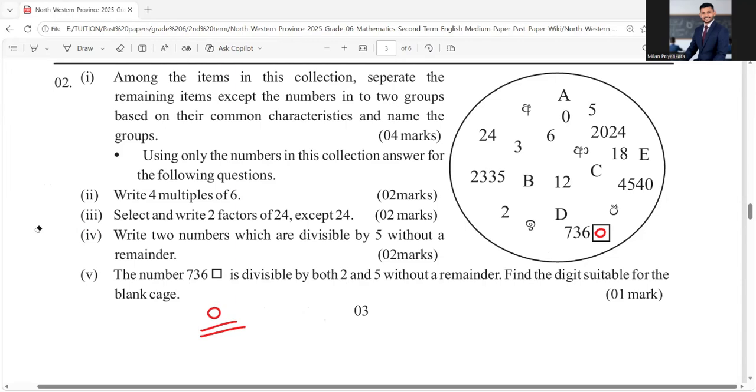Right. If you write any number which is 2, 4 or something, then it is divisible by 2, but it is not divisible by 5. Let's say you have 2, then it is divisible by 2, but not divisible by 5. Therefore, 2 doesn't work. The only digit you can write is 0. Fine.